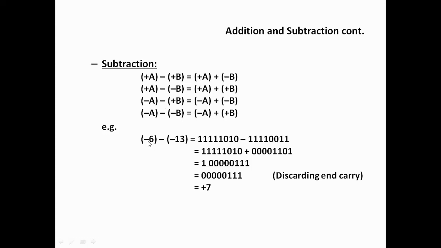So first we have minus 6 as one number and minus 13 as another number, and there is a subtraction in between. So minus 6 in 2's complement is this, minus 13 in 2's complement is this, and in the center there is a minus.